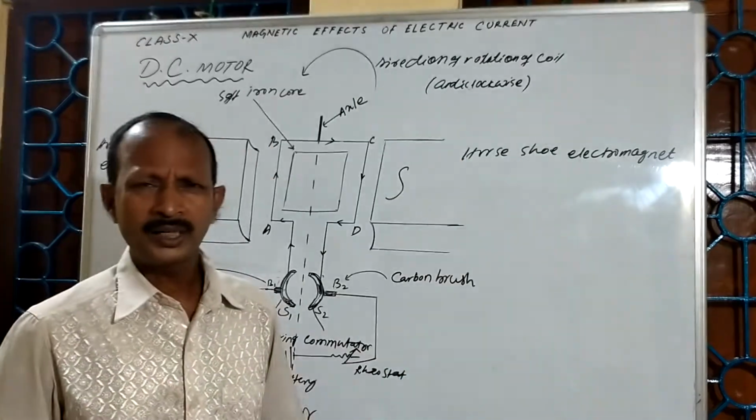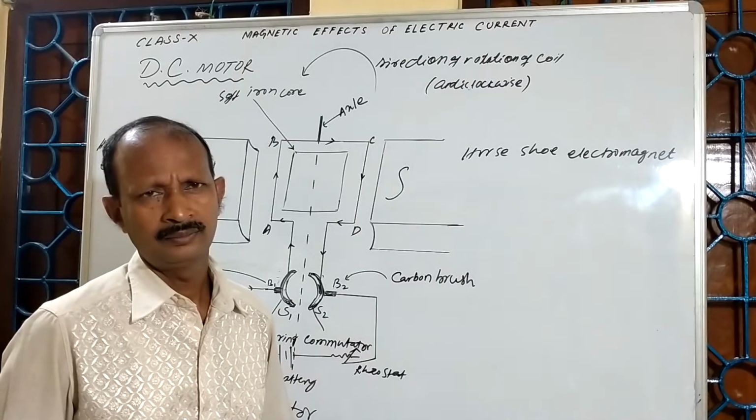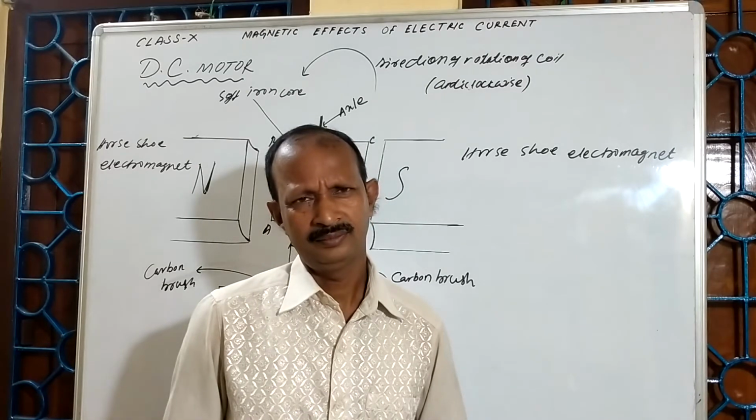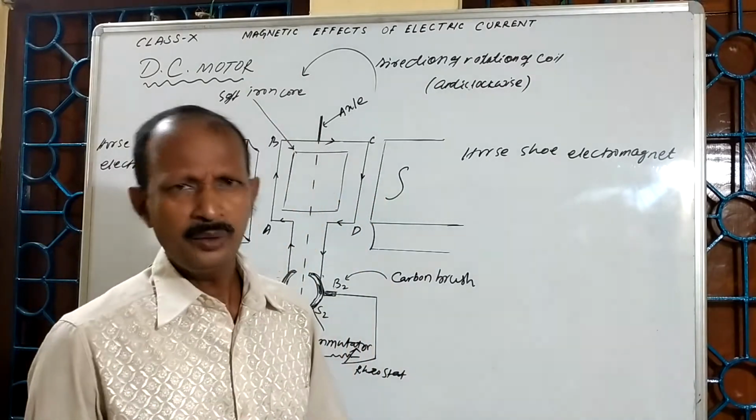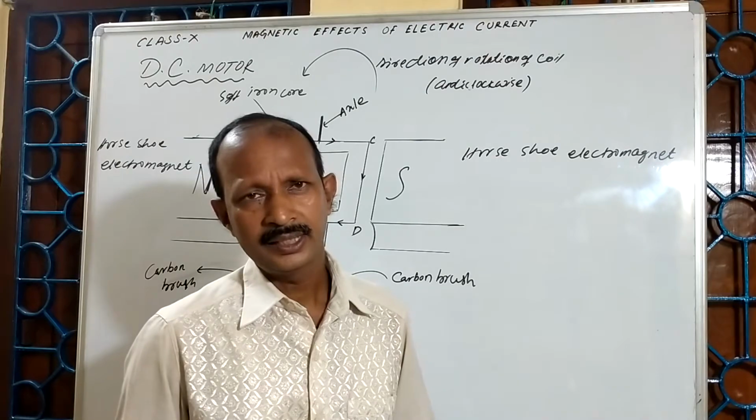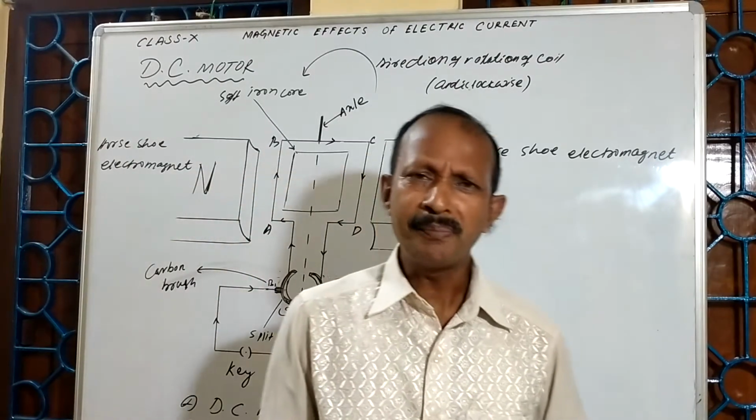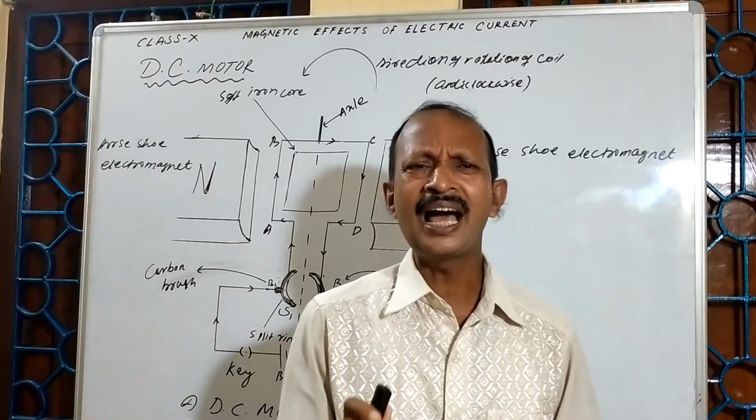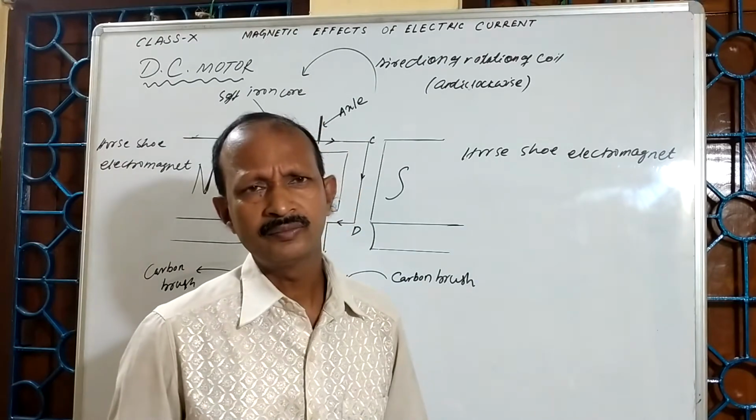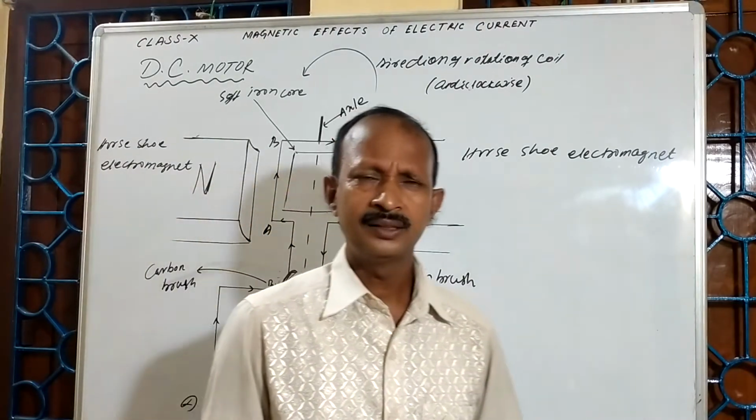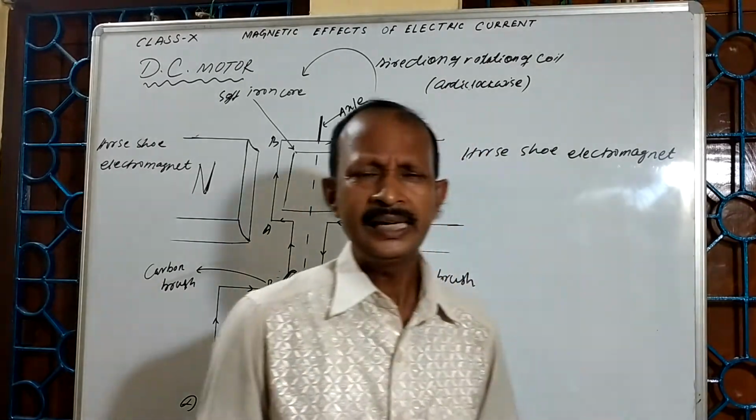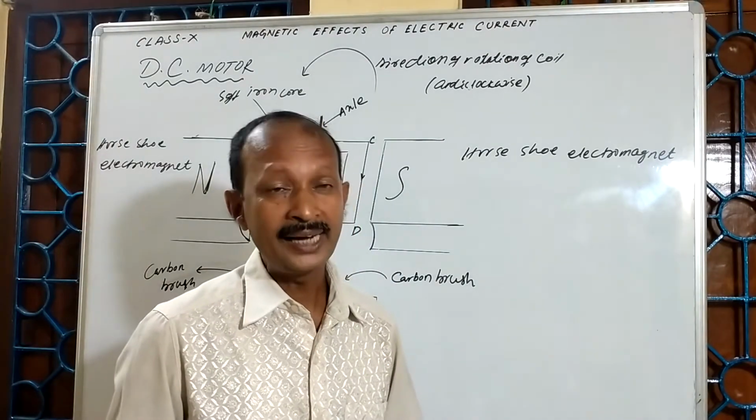Then the question comes, what is an electric motor? I can say that it is an arrangement in which a rectangular coil rotates continuously in a magnetic field. In fact, it is a rotatory device which converts electrical energy into mechanical energy.